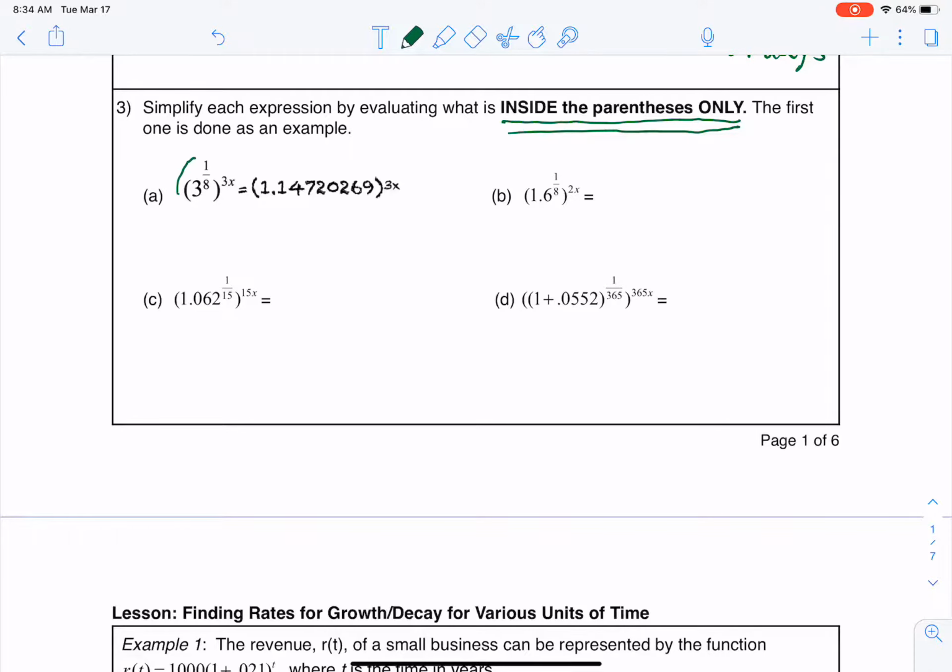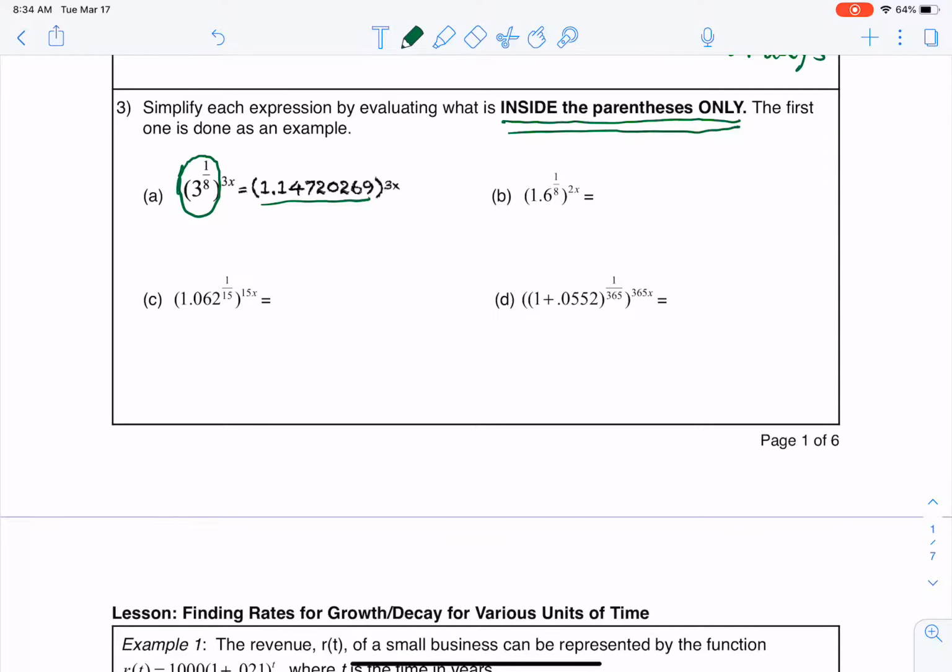In that first question, what we did is just grabbed our calculator and plugged in 3 raised to the 1/8 power. And we get a little bit of a crazy decimal here, 1.14720269. And I'm going to record as much of the decimal as I can.